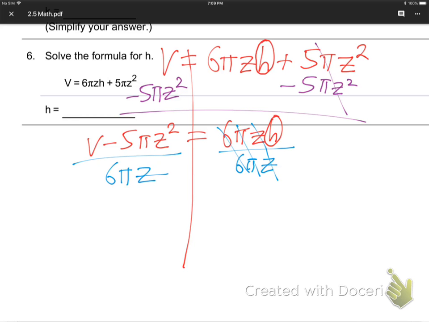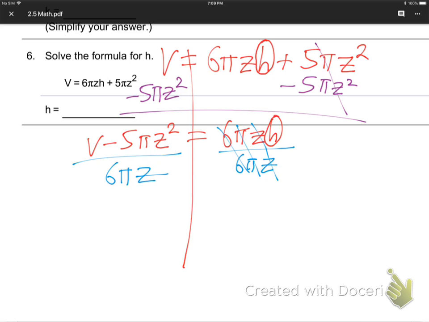Are we good? So why did that turn into V minus 5? Wasn't that an equal sign? There was an equals in the middle, so these were the two sides. And to get rid of this added 5 pi Z squared, I had to subtract. And whatever you do to one side, you have no choice but to do the same thing to the other to keep the balance. So I subtracted from both sides. That's why it came down as minus.